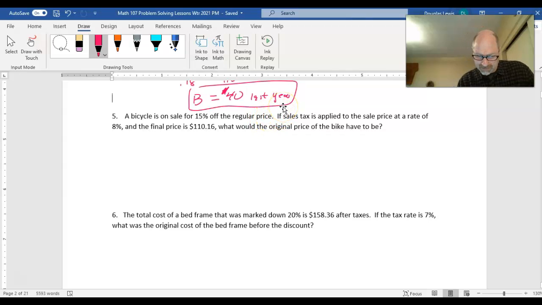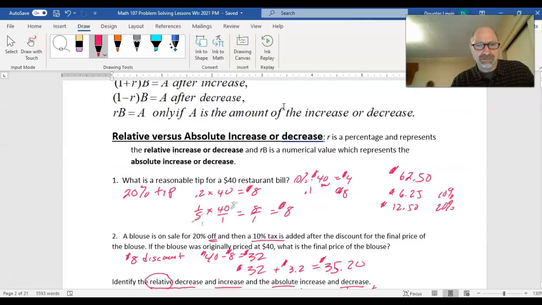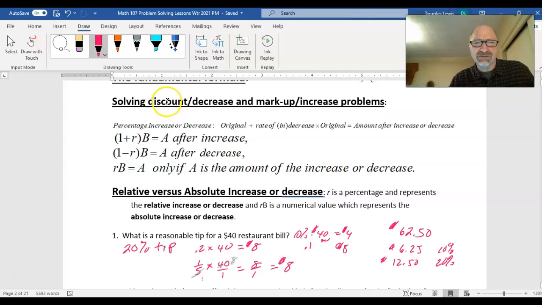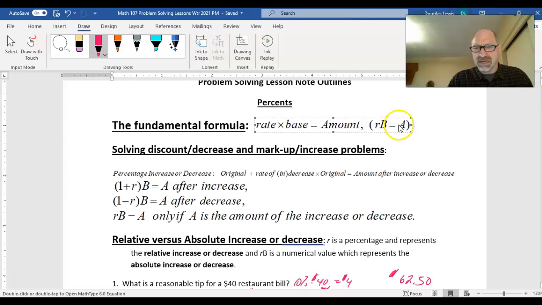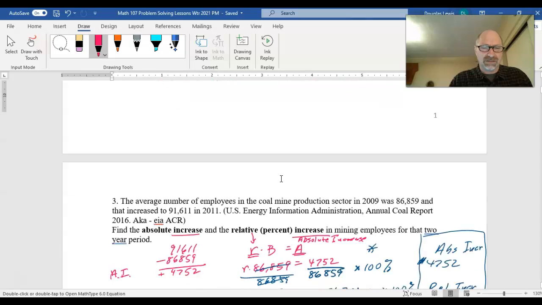So just to understand that problem, I'm going to scroll back up here, and this is when we solve these discount or markup and increase problems. When we don't know the amount of decrease or the percent of decrease, or we don't know the amount of increase or the percent of increase, we can't use this RB equals A. Remember, this R has to correspond with this A. So we've got to know one of those two things, either the rate of decrease or the amount of decrease. And you can see in this problem, it doesn't give us either one.